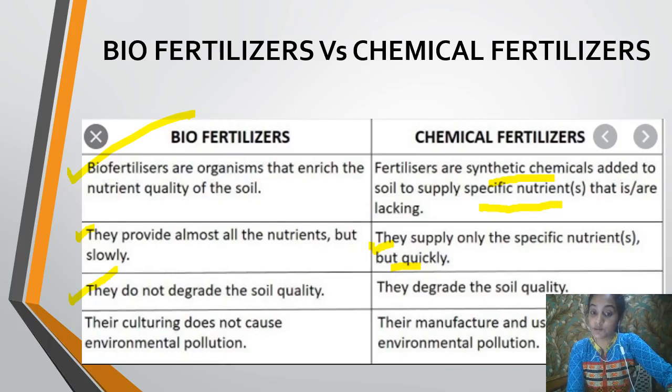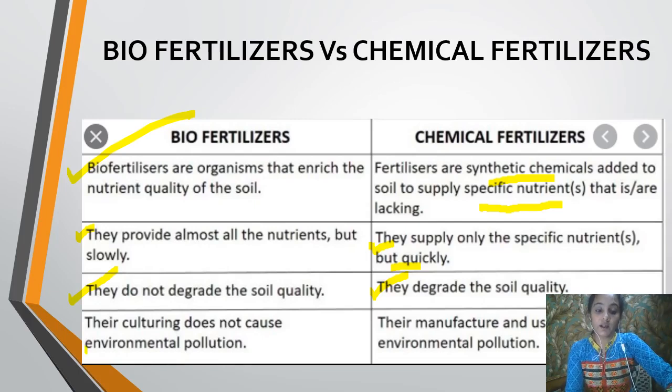Then the third point, the most important one: biofertilizers do not degrade the soil quality. But if you are using chemical fertilizers continuously, what is the after effect? They degrade the soil quality. That is the main thing that we have to mention. The biofertilizer will not degrade the soil quality, but the use of chemical fertilizer for a long time can degrade it, and it's very difficult to regain it back.